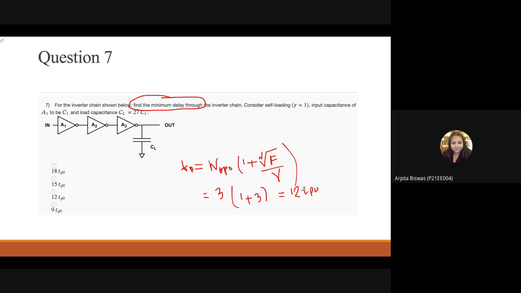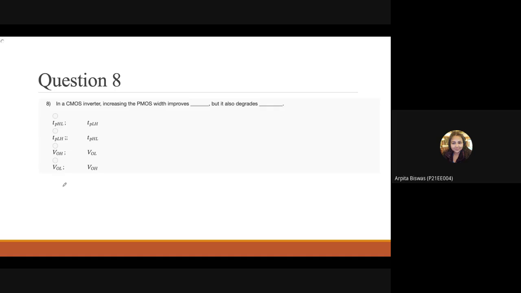Yes, ma'am. So the right answer is option C. Next, moving to question number 8. In a CMOS inverter, increasing the PMOS width improves ___, but it also degrades ___. First option is tPLH and tPHL, option B is tPLH and tPHL, option C is VOH and VOL, and option D is VOL and VOH. So which one is the right answer?